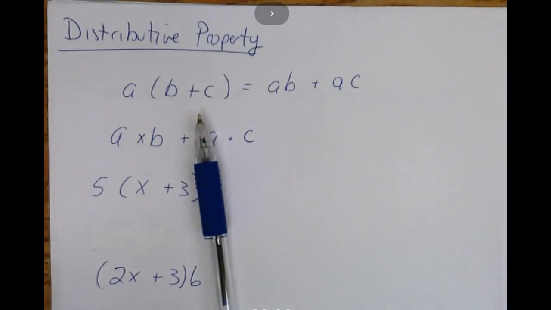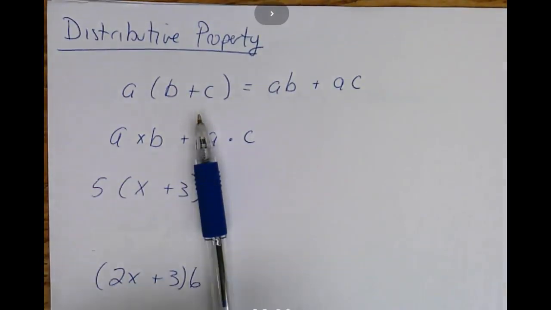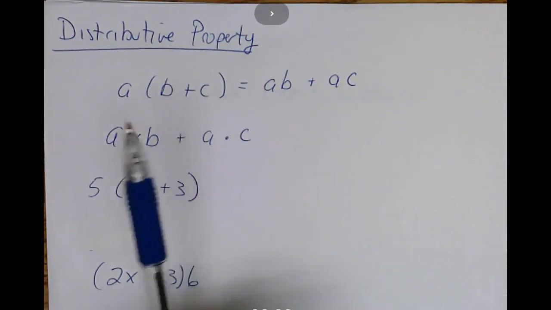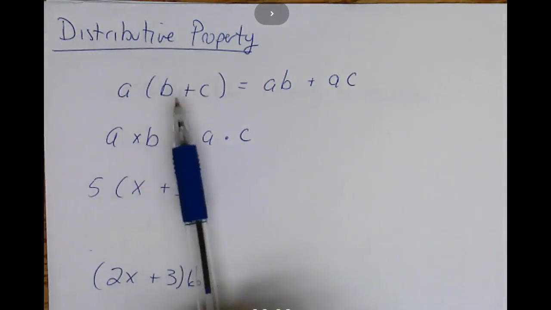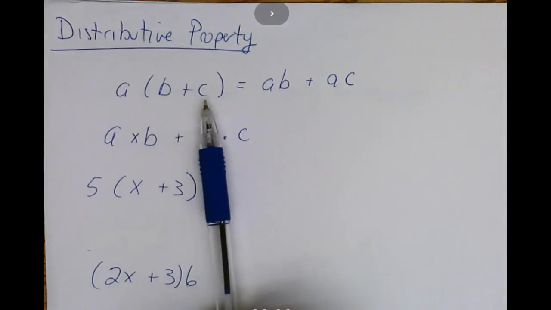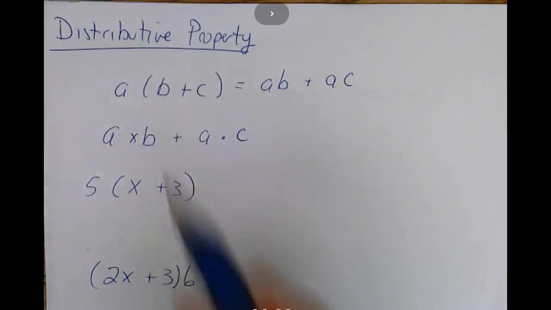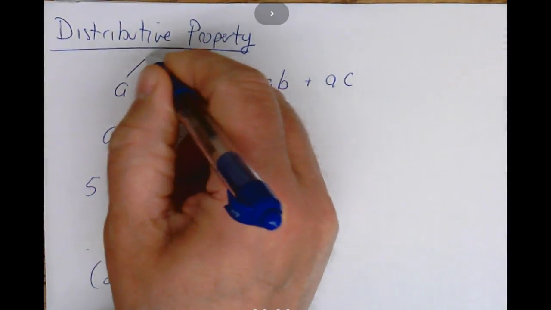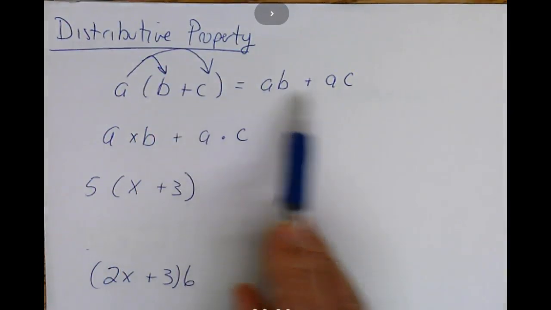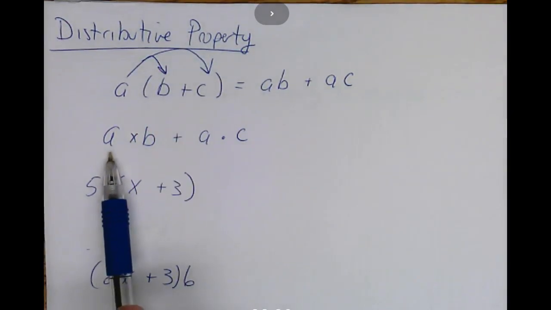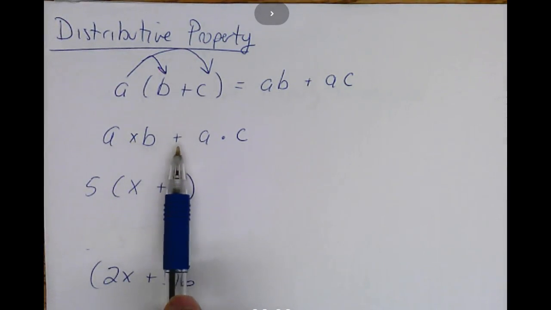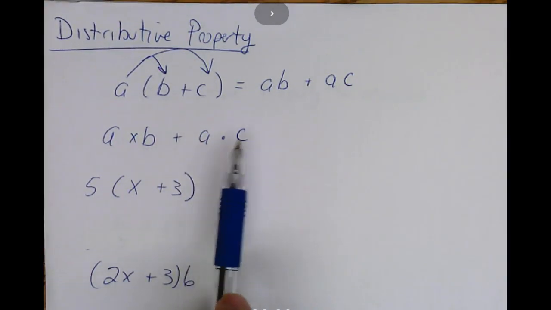Just basically describe using letters. And that says A times (B plus C), these things in parentheses, times this, equals A times B plus A times C. So we're just taking A, multiplying it by B, and multiplying it by C, then adding those two together. You can kind of see that here as well, A times B plus A times C.